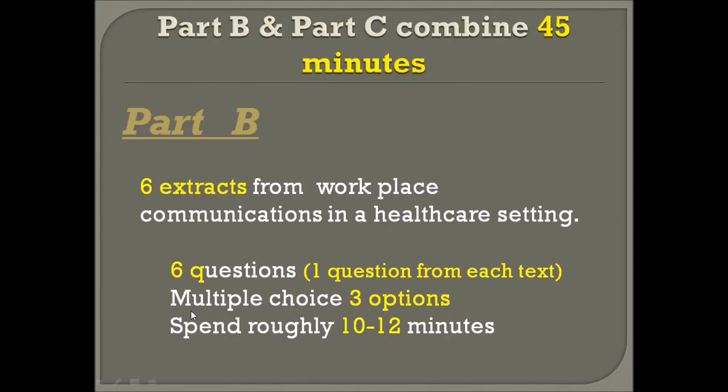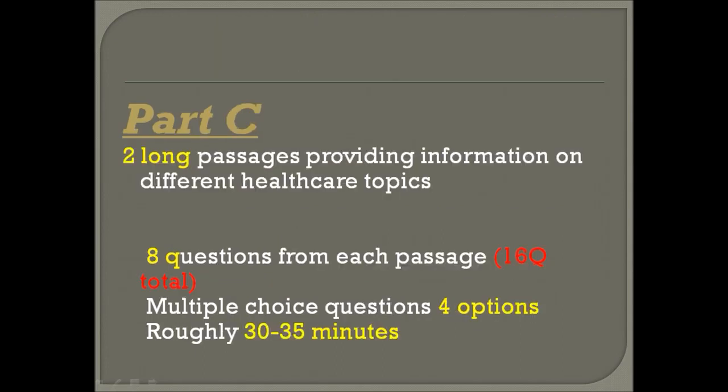Questions in part B and C are both multiple choice questions, but keep in mind in part B you have just 3 options and in part C you have 4 options. You have to spend roughly 10 to 12 minutes in part B, which is about 2 minutes per question. So let me tell you briefly about part C.